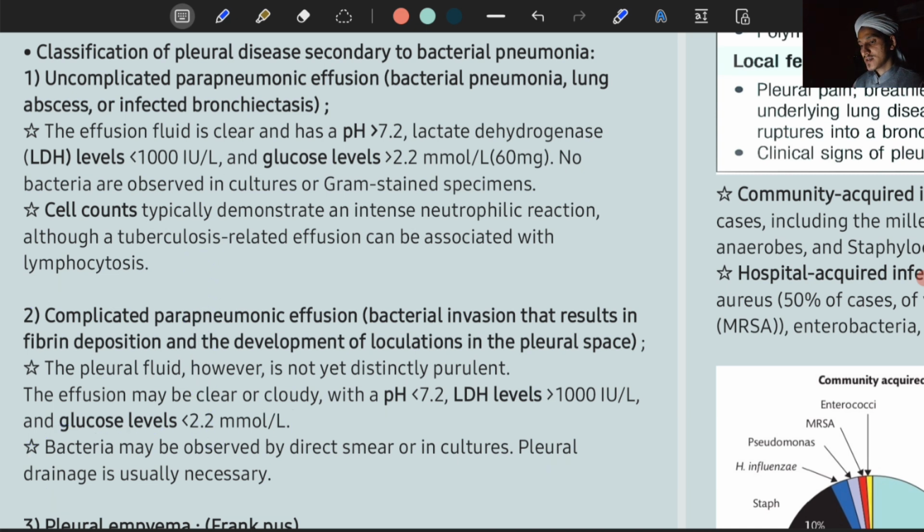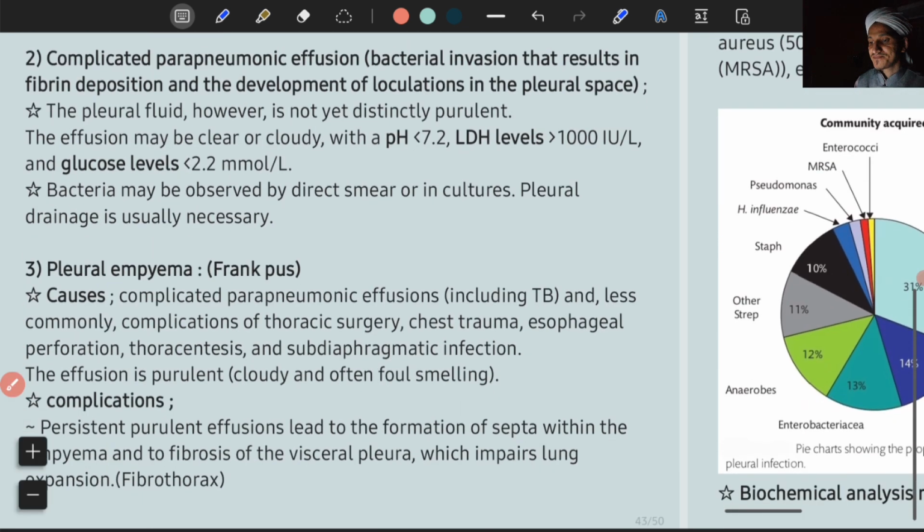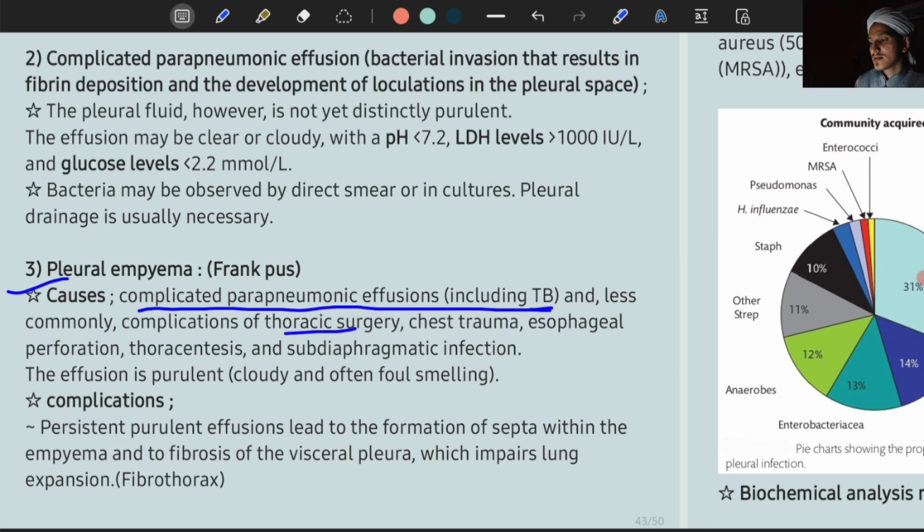Moving forwards, coming to empyema. Causes of empyema: complicated parapneumonic effusions including TB. This is the most common cause. Less common causes include thoracic surgery, chest trauma, esophageal perforation, thoracentesis itself, subdiaphragmatic infection. Most common cause is complicated effusion.